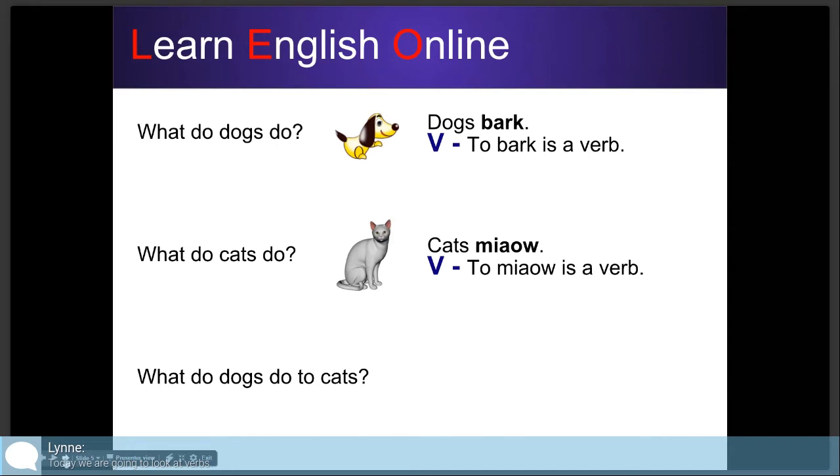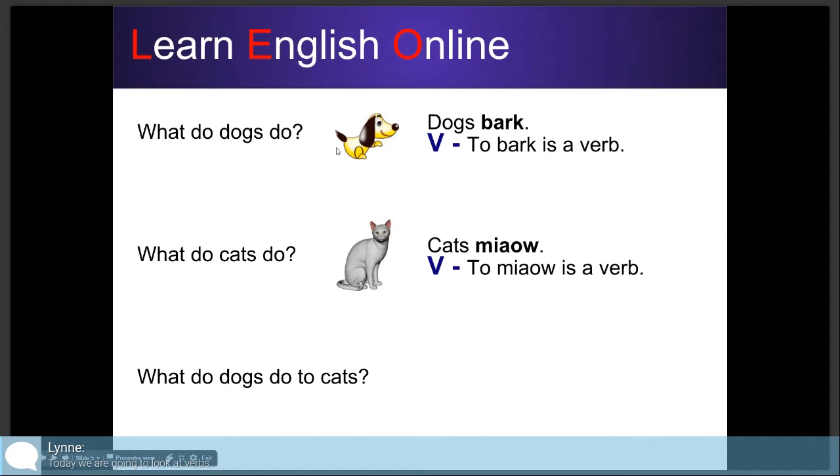What do dogs do to cats? So we've got a dog and a cat. Is that a good idea? By the way, this is Al. You can speak to Al on the network.